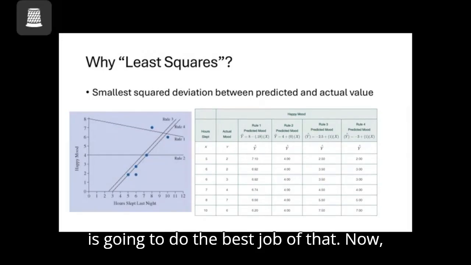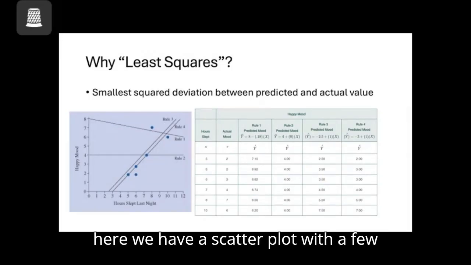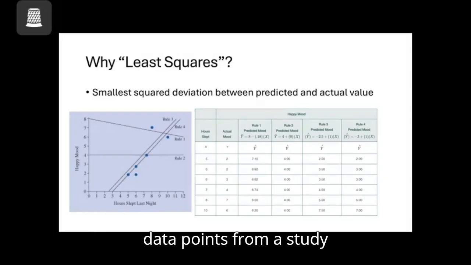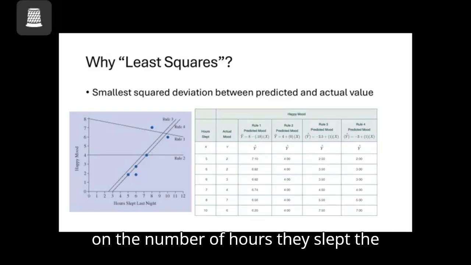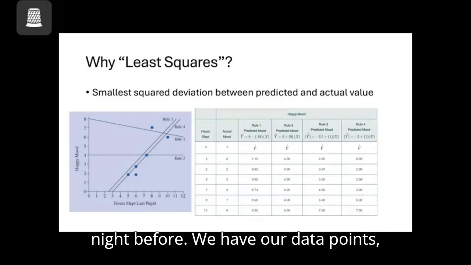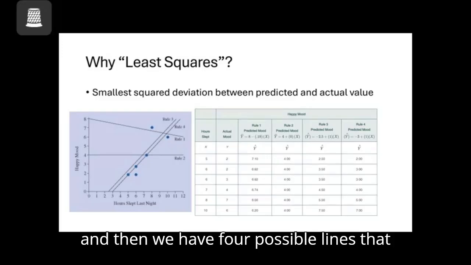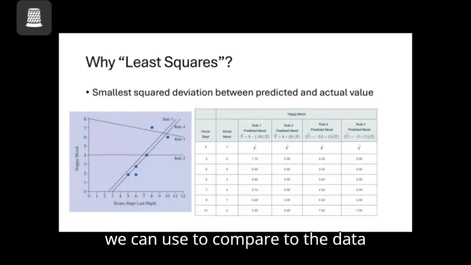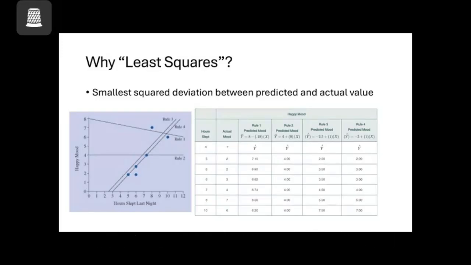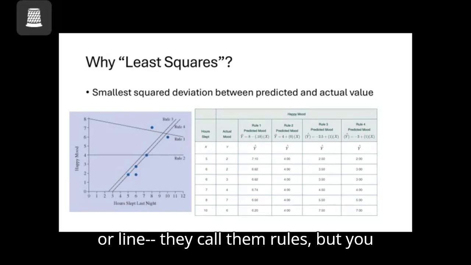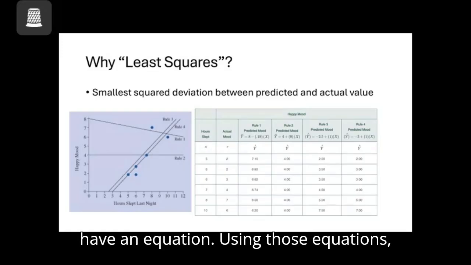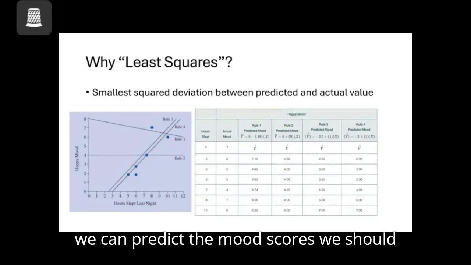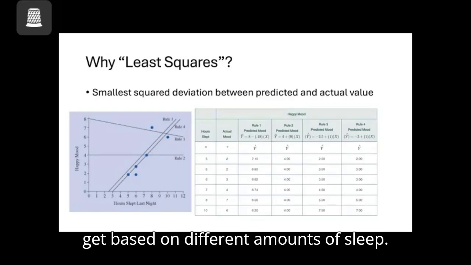Now, here we have a scatter plot with a few data points from a study aiming to predict a person's mood based on the number of hours they slept the night before. We have our data points, and then we have 4 possible lines that we can use to compare to the data that we have. For each rule, or line, they call them rules, but you can think of them as being lines, we have an equation. Using those equations, we can predict the mood scores we should get based on different amounts of sleep.